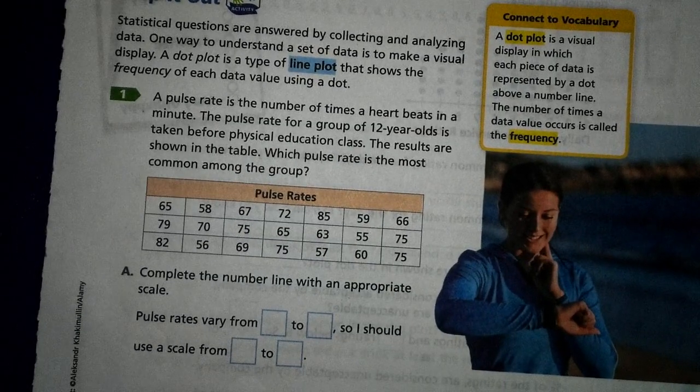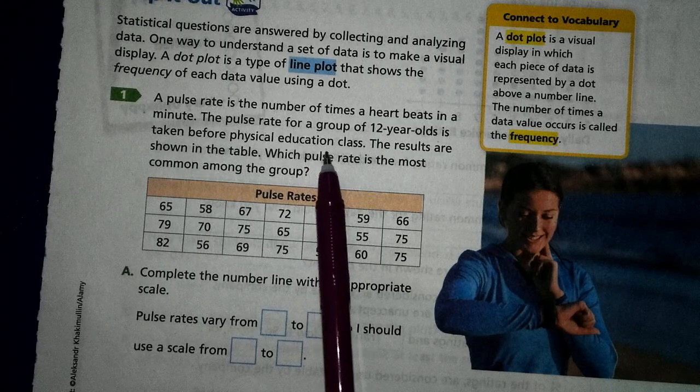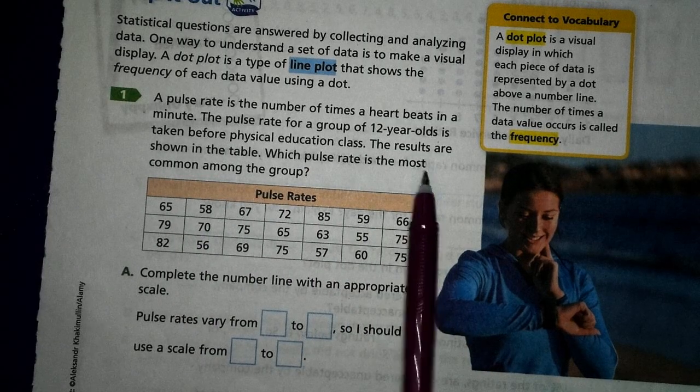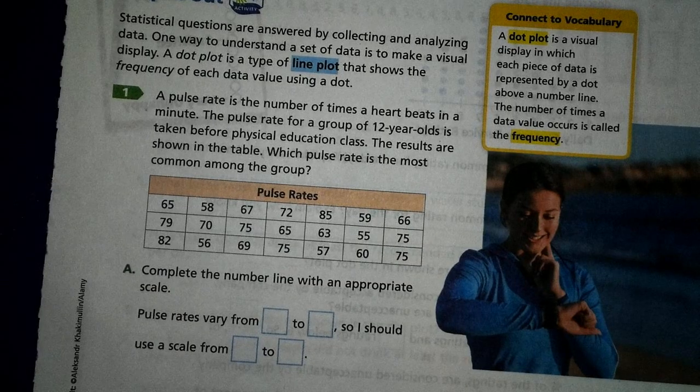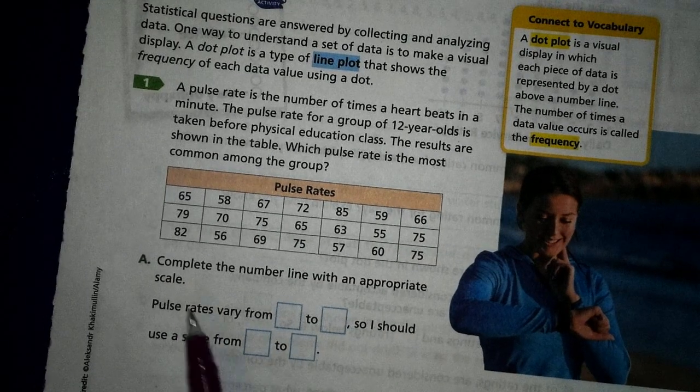Alright, so number 1. A pulse rate is the number of times a heart beats in a minute. The pulse rate for a group of 12-year-olds is taken before a physical education class. The results are shown in the table. Which pulse rate is the most common among the group? So it says complete the number line with the appropriate scale.